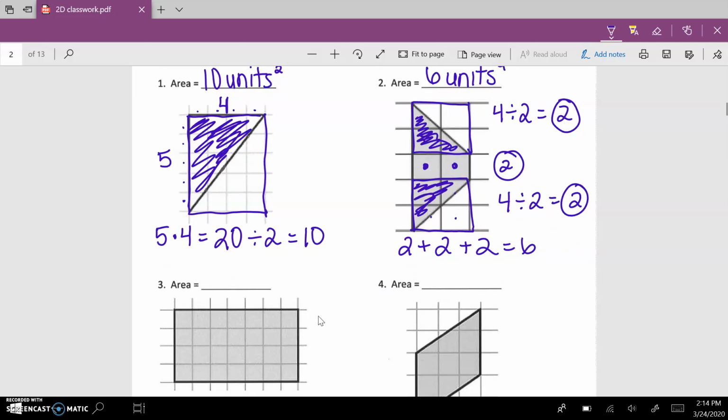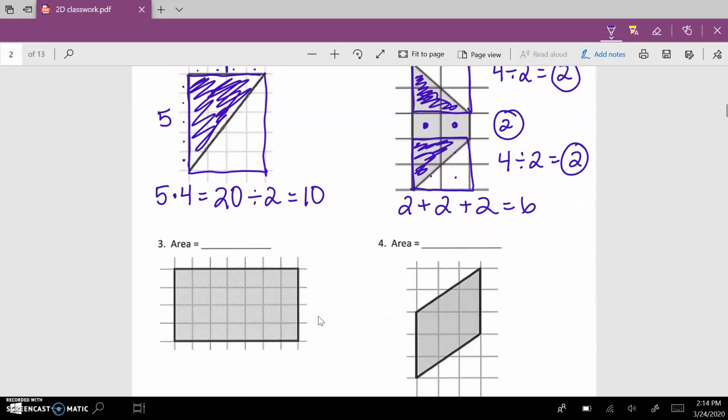All right. Number 3 here. Go ahead and pause real quick. Try it out. It should be a pretty easy one. And then join us back in when you're done.